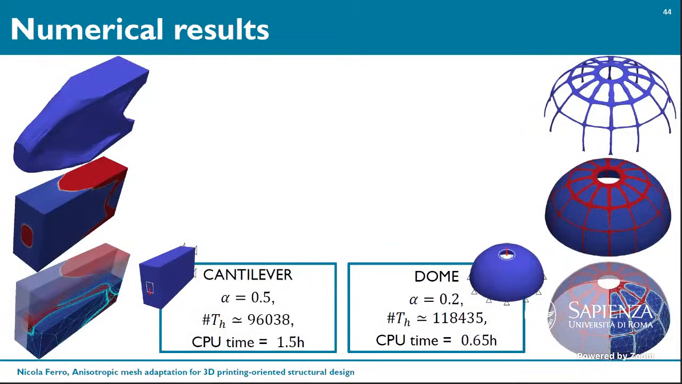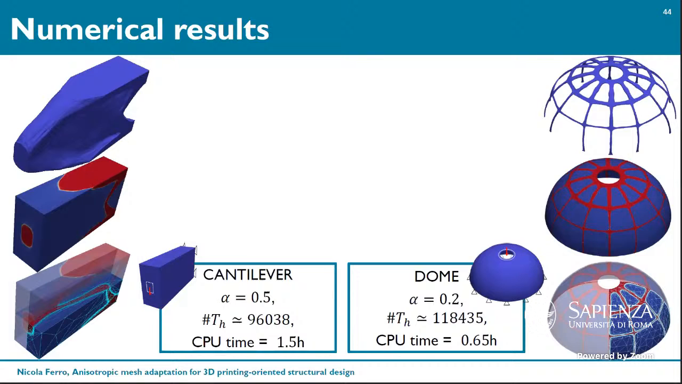And here I show some first numerical results, the first ones in 3D that we obtained, that were very satisfying. For the cantilever and the dome test cases, you can see that we have different geometries, but in both cases, the mesh is well adapted to the interfaces between void and solid material.